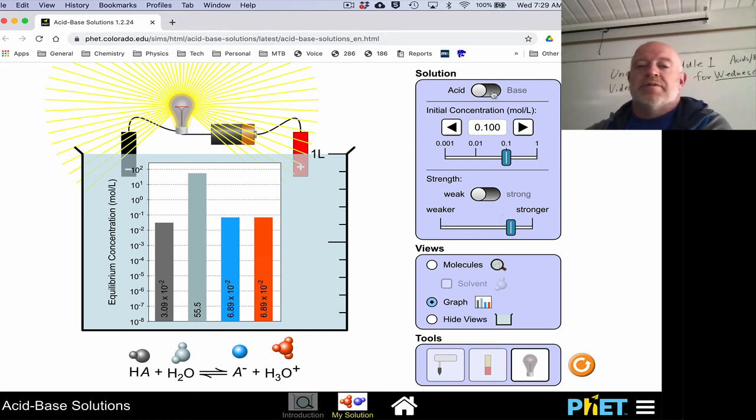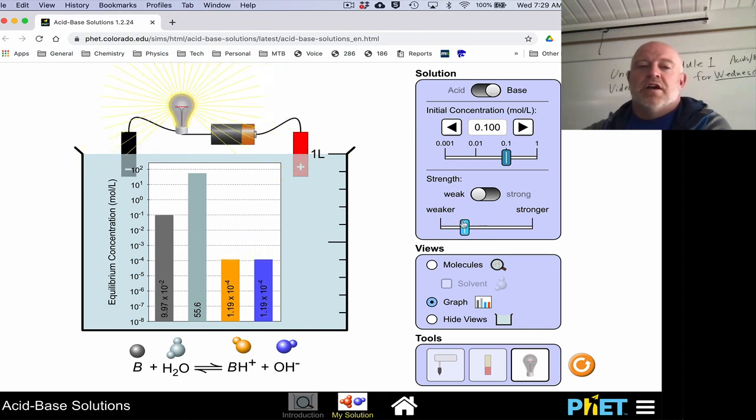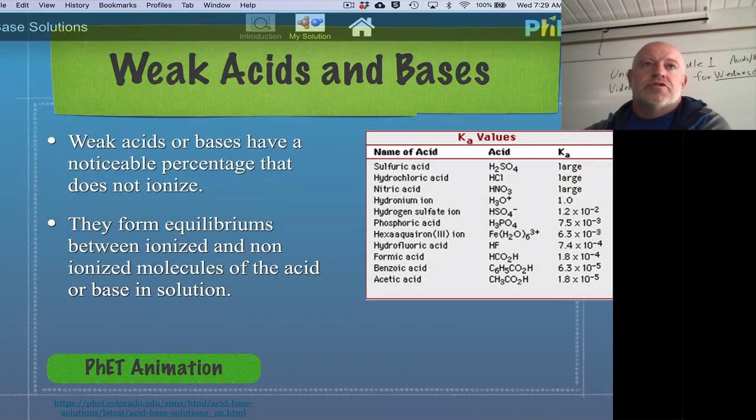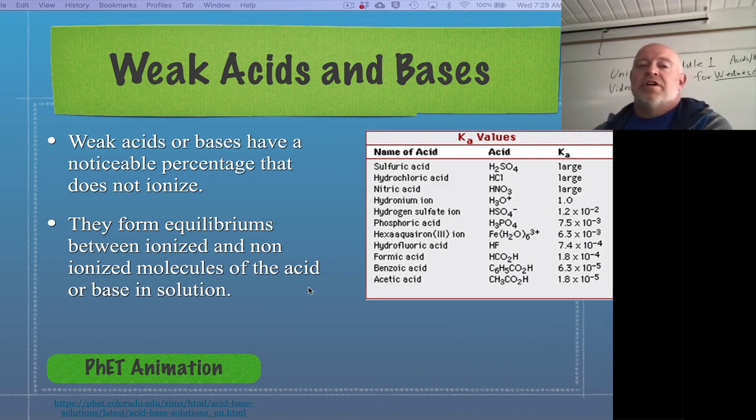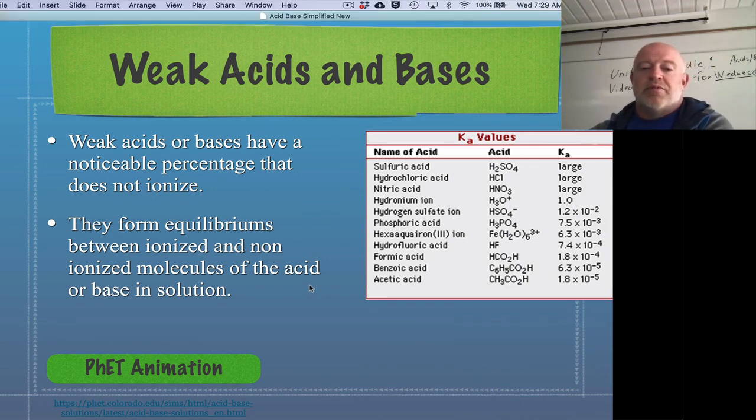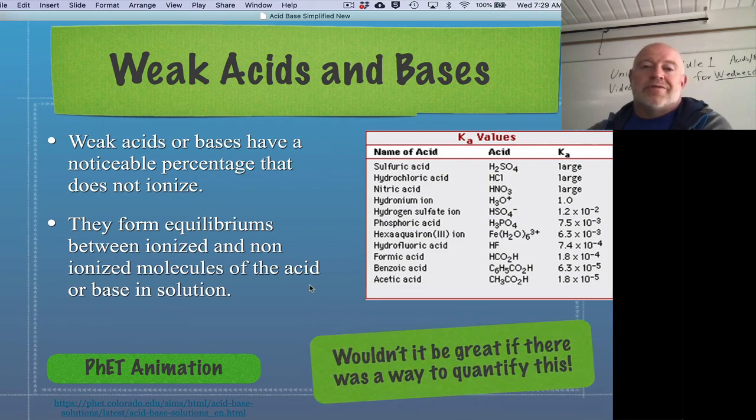Okay. Now we can do the same thing for bases. It doesn't change anything. It's the exact same scenario, except we're producing a conjugate acid and hydroxide ions instead. Okay. So the take-home here is that if you have a weak acid or base, you're not going to get 100% ionization. So if you don't get 100% ionization, we form an equilibrium. Okay. And if we form equilibriums, that means we probably want to have a way to quantify this.